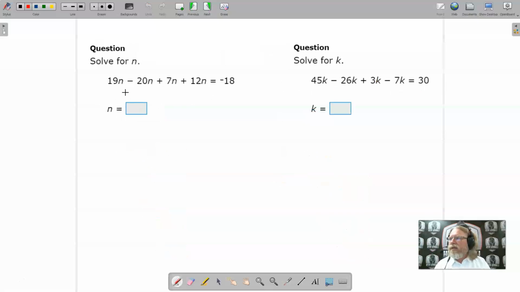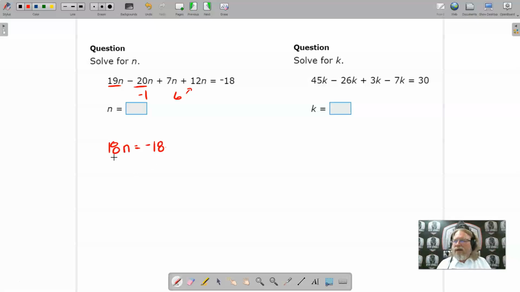On the next one, combining a bunch of like terms here. So let's work with, well, check this out, 19 minus 20. That's going to give us a negative 1, right? So then we add 7. So negative 1 plus 7 is going to give us a positive 6. And then we add that positive 12. That's going to give us 18. 18 what? 18n. And then equals, bring down our negative 18.